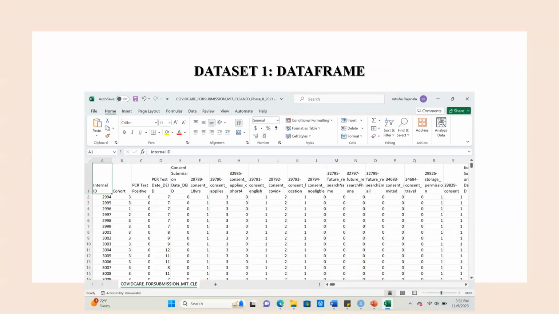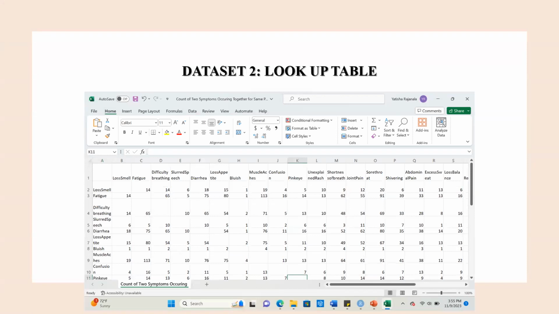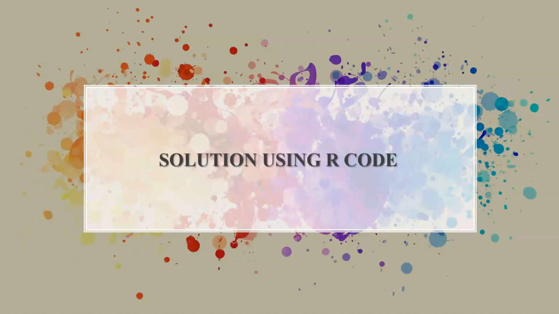So the first dataset is the data frame, which consists of various independent variables which can determine the dependent variable of PCR test results. The next dataset is the lookup table, which has the data regarding the combinational symptoms and the number of patients having each paired set of symptoms. So now we will get the solution of our question using the R code.